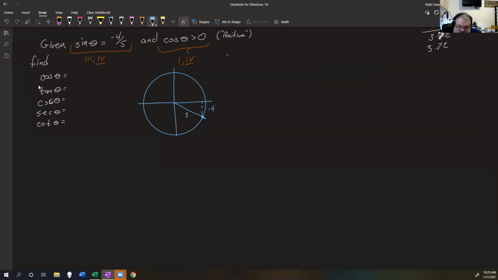Now, if we want to know what the cosine is, or the tangent, or the secant, or the cotangent, we're going to need to figure out what that other side is, what that x value is there. If only we had some sort of tool for figuring out the third side of a little right triangle.